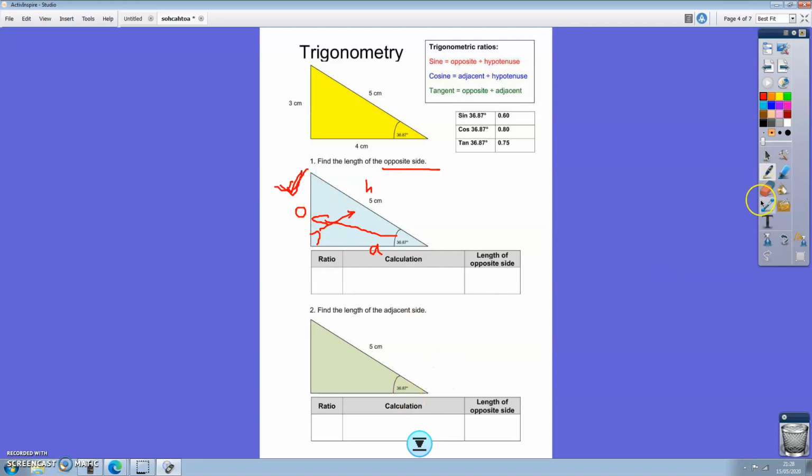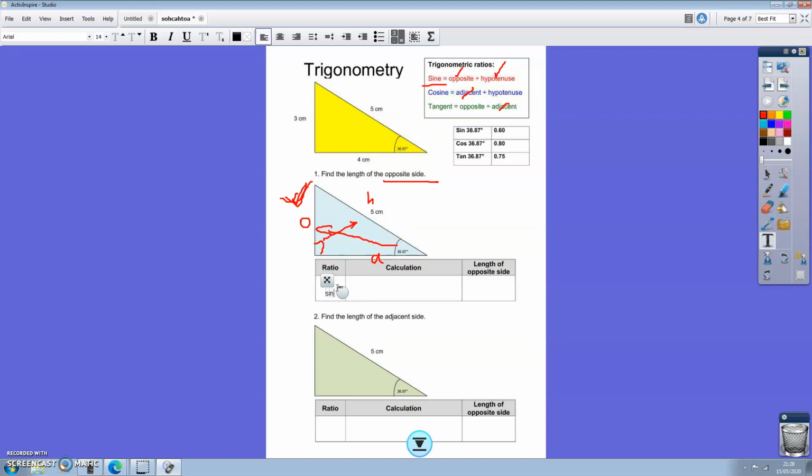So what do I need to do? Well, I know I need the opposite, and I know I need the hypotenuse. So straight away it's telling me I need sine. I don't need the adjacent, so I can't use this, and I can't use this. So I'm going to use sine. SOH tells you exactly what we're going to do. I'm going to find sine of, and this time they give me the angle, so it's 36.87.